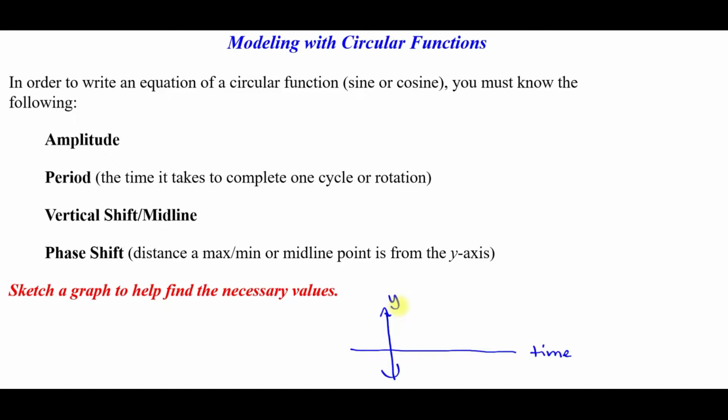So you can plot some points and kind of go from there. You want to look for some key points, which would be maximums and minimums and what time they occur. Your period and your phase shift are always going to be time because they're going to be x values. So that should kind of help you as you're going through the problem as well.